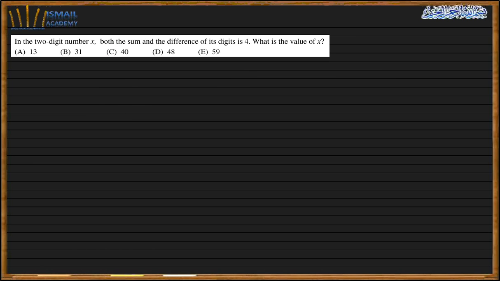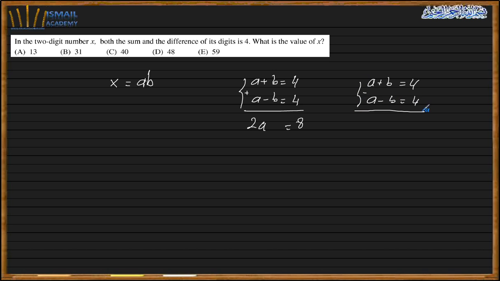Next question. If a two-digit number, so we know that x is a two-digit number, I would name it x equals AB. Both the sum and the difference of its digits are 4, which means that I have a plus b is 4, and a minus b is 4. This is a system of equations, just elimination. I add, I get 2a equals 8, and I have a plus b equals 4, a minus b equals 4.